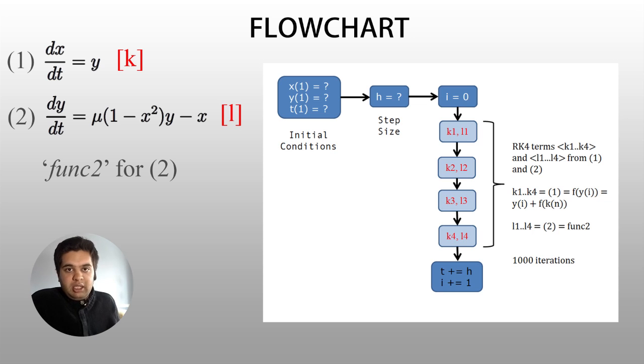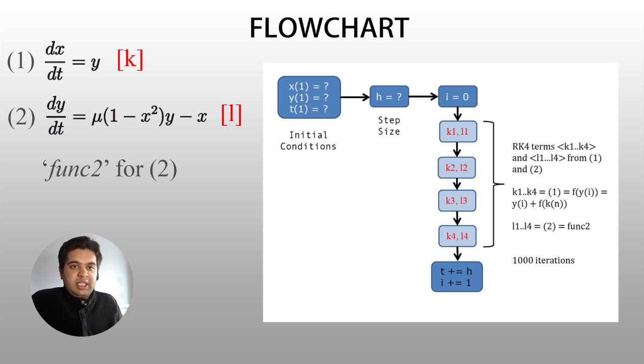I will use k and l in this case. Because my first equation is simply dx over dt is equal to y, I don't need to make a separate function for that. But to evaluate my function, which is mu times 1 minus x squared times y minus x, I will write a separate function in MATLAB to evaluate that because it's much easier that way and I can quickly change things. It's always beneficial to show a flowchart before my code. This will help you understand my code a lot better.